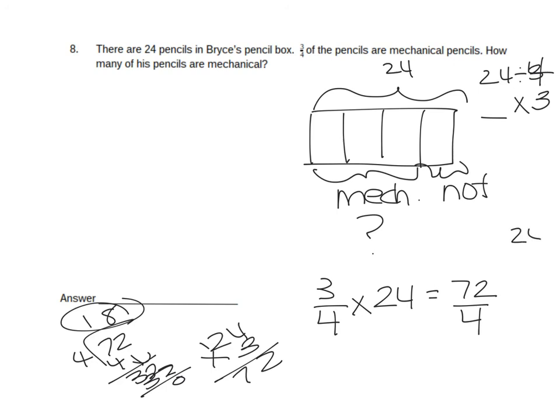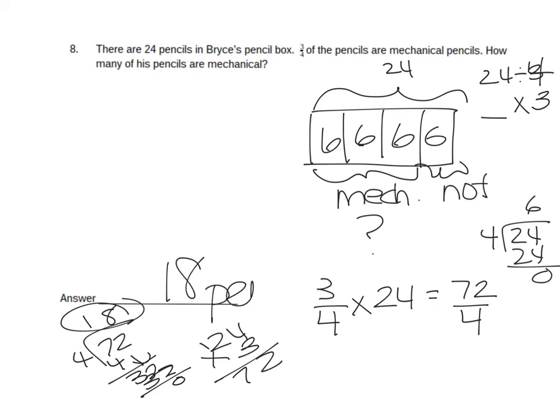If I do 24 divided by 4, I know that 4 times 6 is 24. So that means each unit is 6. And if 3 of those units are mechanical, 6 times 3 is 18. So my answer is 18 pencils are mechanical. Whichever way you did this problem will get you the correct answer. Thanks for watching Day 6, Numbers and Operations in Fractions.